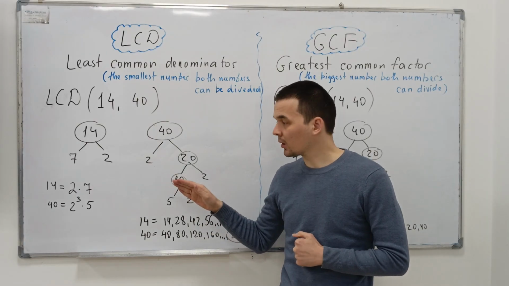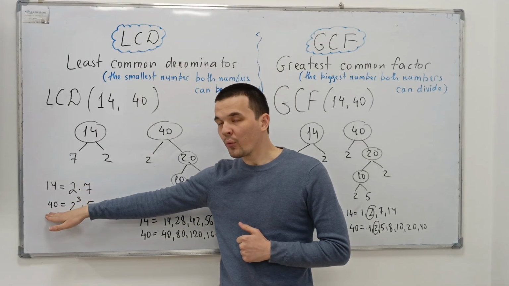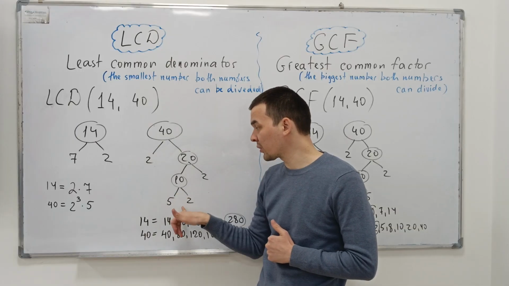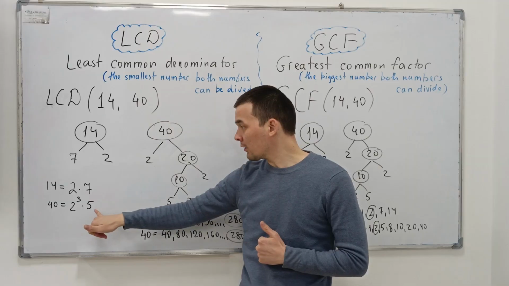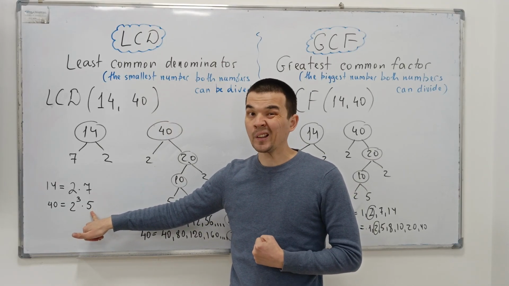So if you pay attention, 14 is equal to 2 multiplied by 7, and 40 is equal to 2 exponent 3 times 5, because we have three 2s here. That's why it's 2 exponent 3. And we have only one 5. So how can we find the LCD?